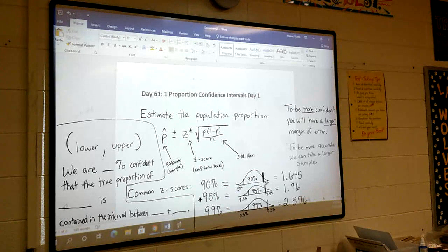When we start talking about two proportions, we'll say we are blank % confident that the difference in the two proportions is between blank and blank. So all that's going to happen. All right. What else? Let's see.